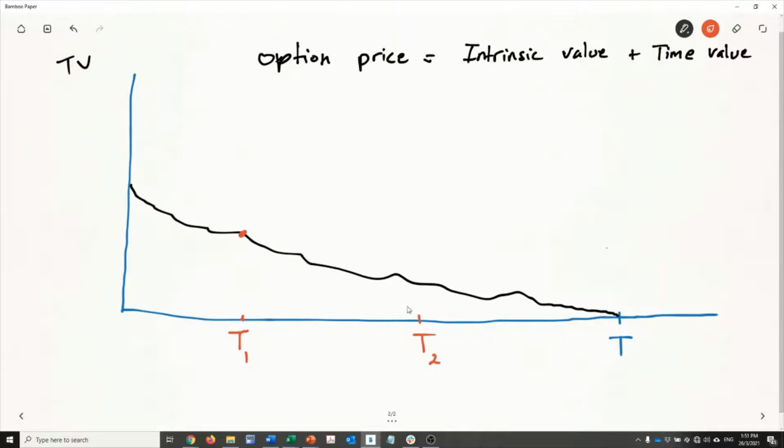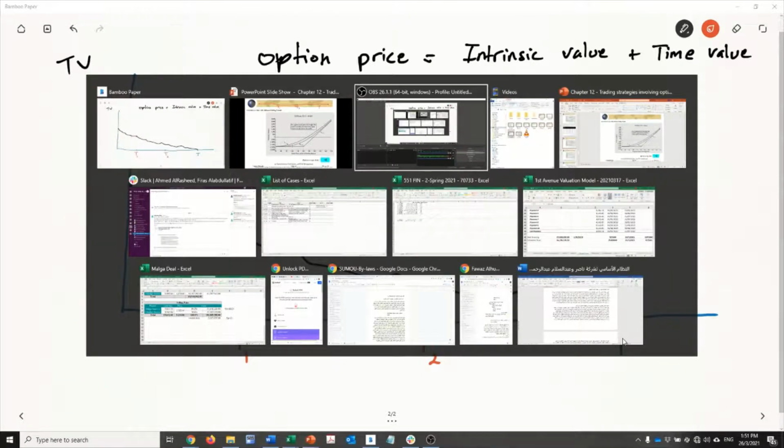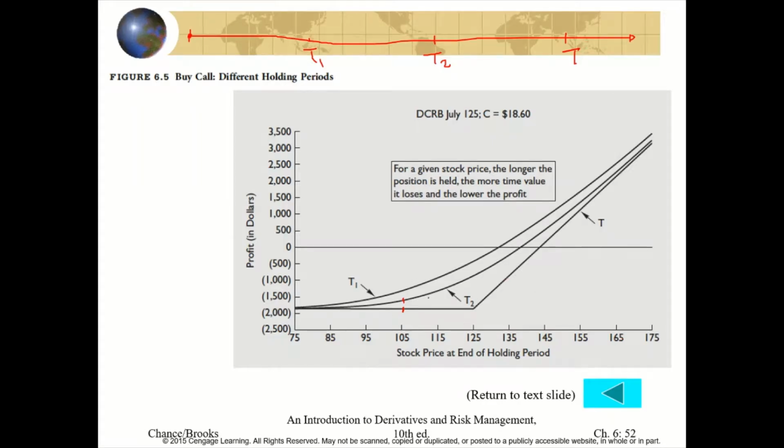You can observe here that the time value at time t2 is lower than the time value at time t1, but still it's higher than at time t0. That's why we will observe that always keeping the call option for a holding period, assuming that the intrinsic value did not change, we will achieve a higher profit.